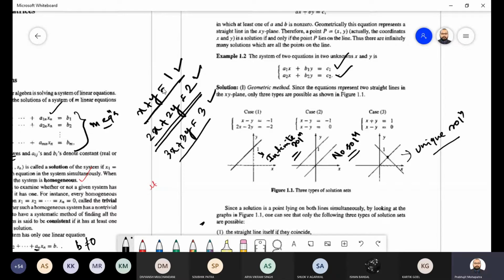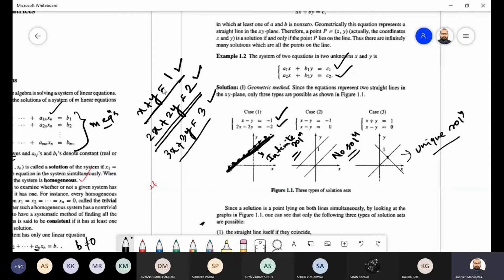So here also they have the same example. x minus y is minus 1, 2x minus 2y equal to minus 2. So these straight lines are not different. One is lying on the other. So how many points will be their solution? There will be an infinite number of points.